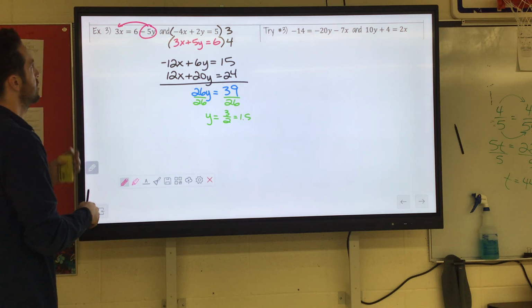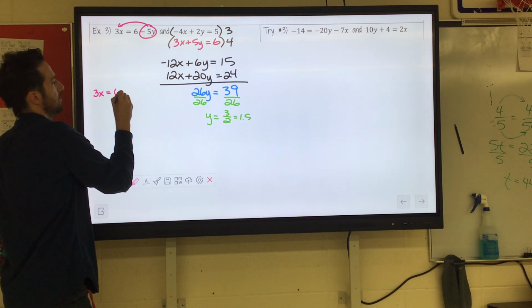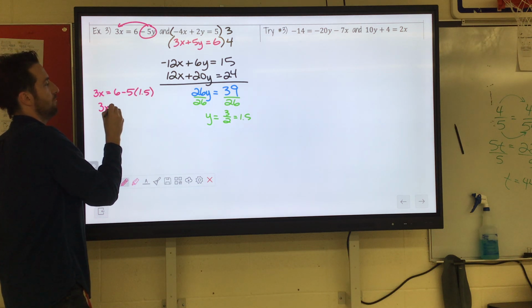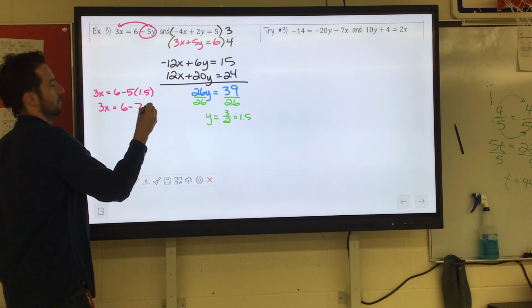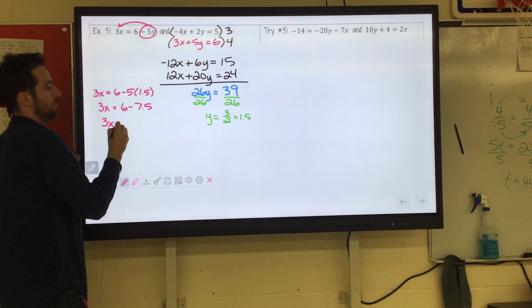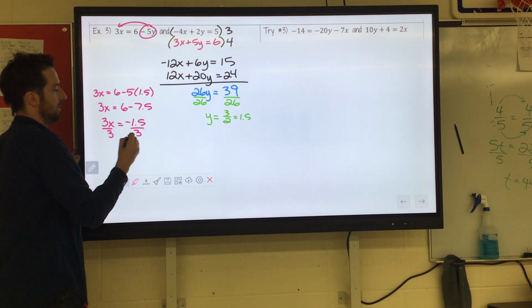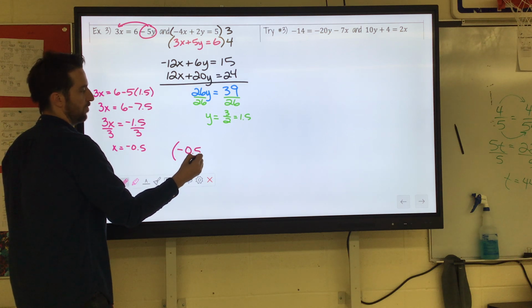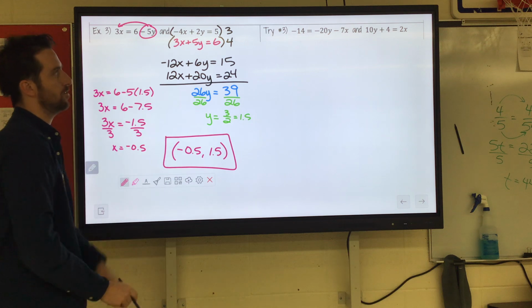We do need x. Let's go with this first one. 3x equals 6 minus 5 times 1.5. Now 5 times 1.5 is 7.5. 6 minus 7.5 would be negative 1.5. And if we divide by 3, you get negative 0.5, or negative 1/2. So our coordinate here would be negative 1/2, or negative 0.5, and then positive 1.5. That's how we do it quick.